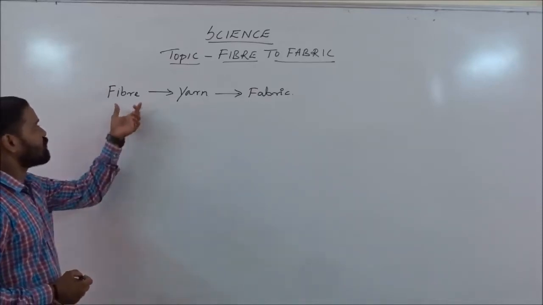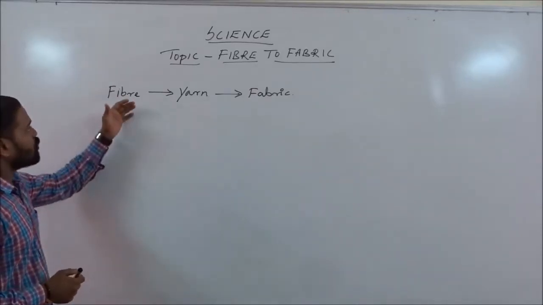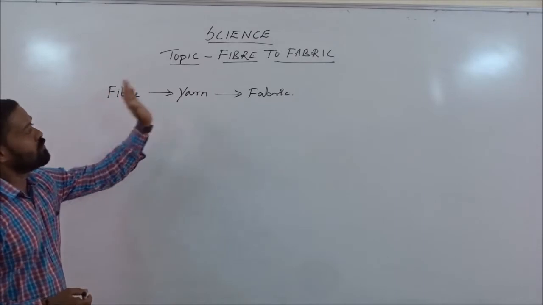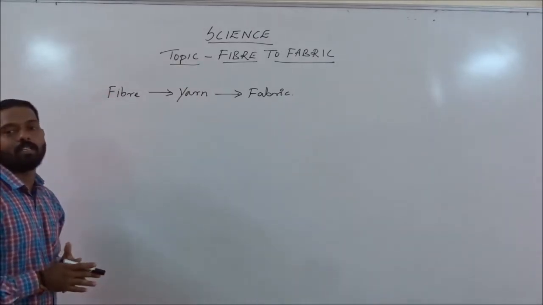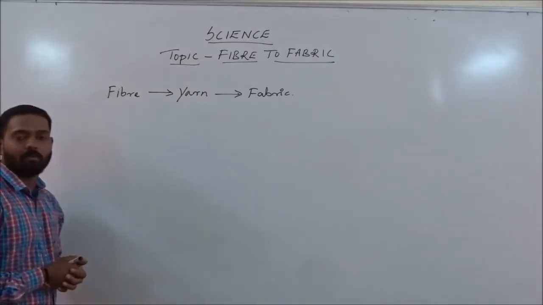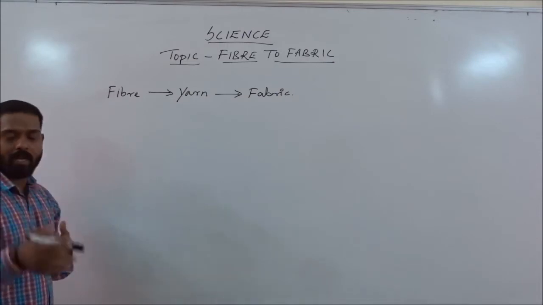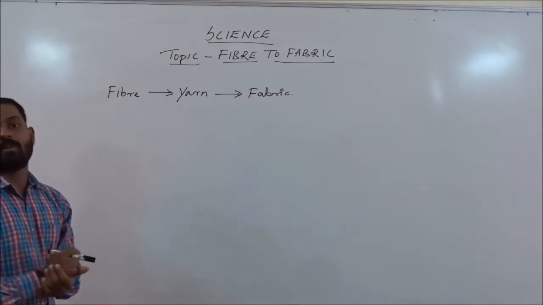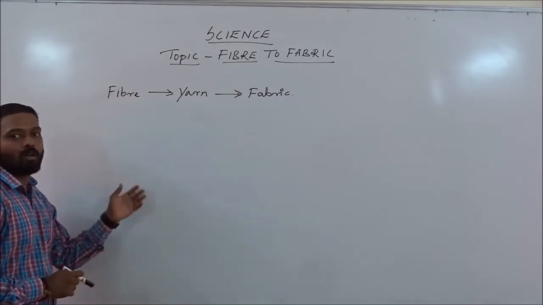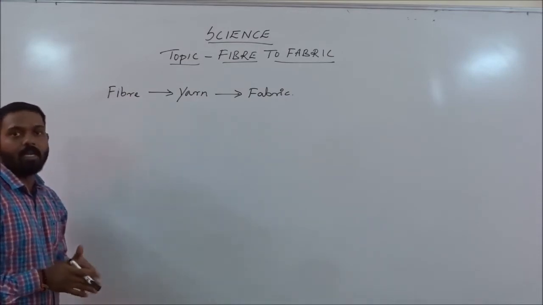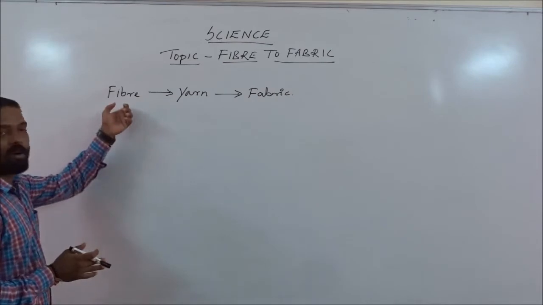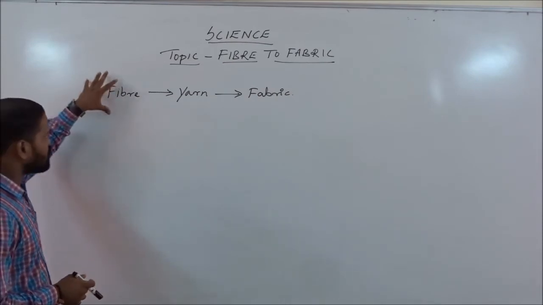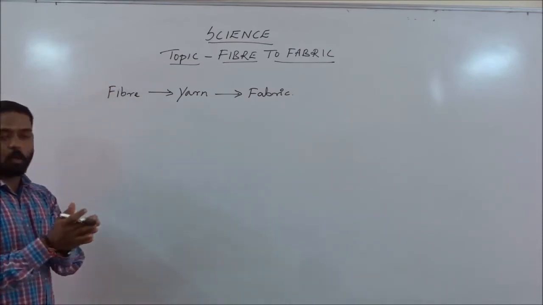In the last class we have seen how to convert fiber into fabrics. We have studied that cotton is obtained from the cotton plant. We take the cotton, then separate the cotton seed from the cotton. Then we send the cotton to the factory. In the factory, they will take out the fibers, and take those fibers in groups.